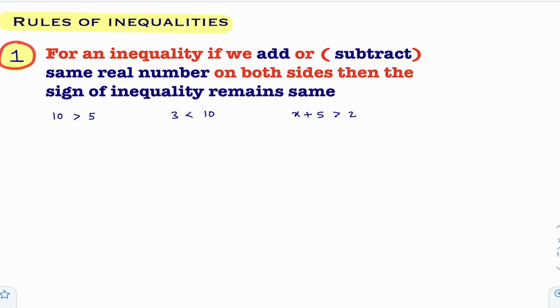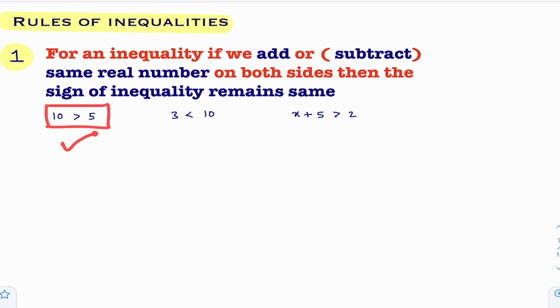Rule number one: for an inequality, if we add or subtract the same real number on both sides, then the sign of inequality remains the same. You consider one inequality. For that, I'll take only addition, and we'll discuss the rest later. I add the same real number on both sides, then the sign of inequality remains the same. You observe here 10 greater than 5 is there, right? 10 is clearly greater than 5. Yes, this is true.